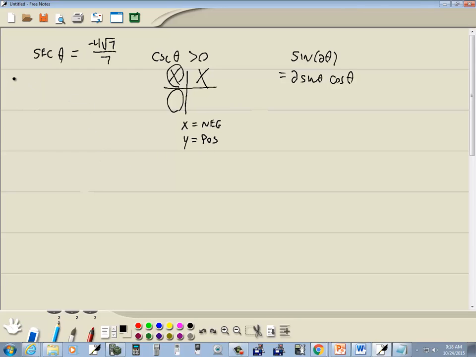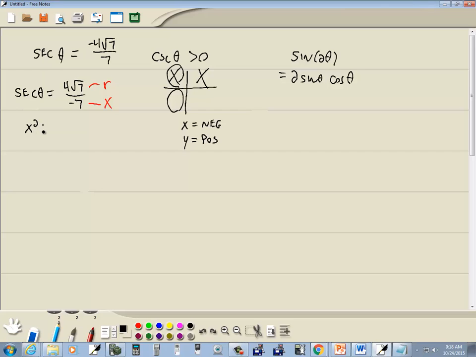Okay. First off, secant. Secant is equal to 4 square root of 7 over negative 7. Why did I put it in that form? Because remember, secant is r over x. And we said x has to be negative, so I need a negative down there. Plus, r cannot be negative.